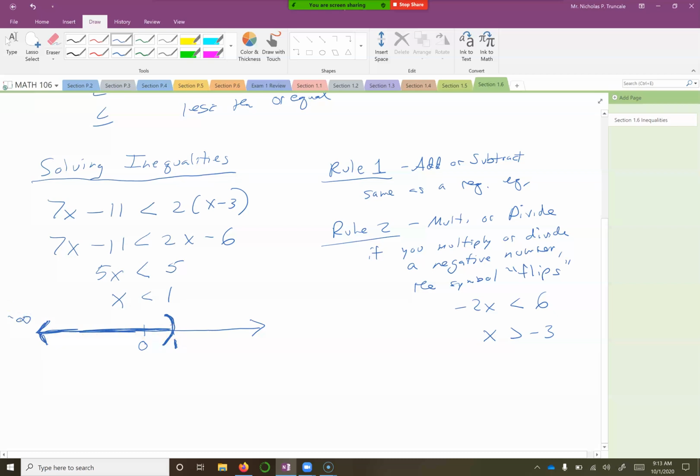Now, the mathematically proper way to do this would be to use interval notation. That's why I introduced that previously. So this in interval notation would be negative infinity, comma, 1, and then a parenthesis.